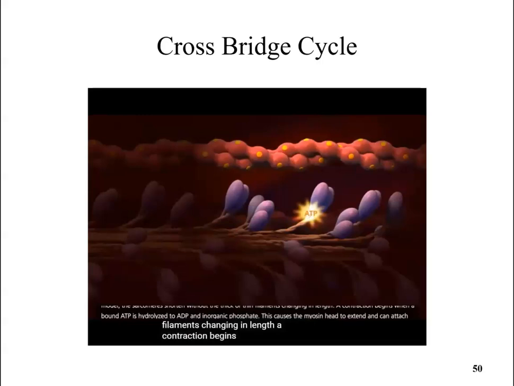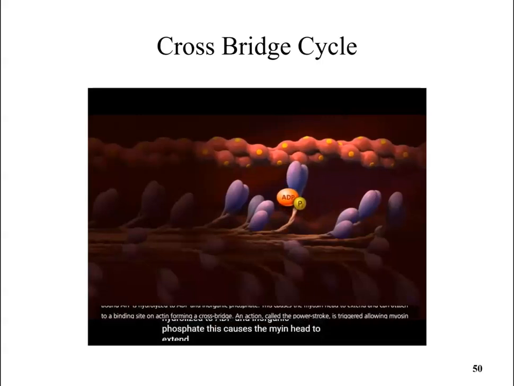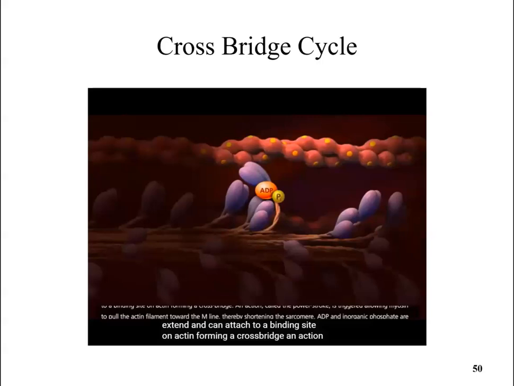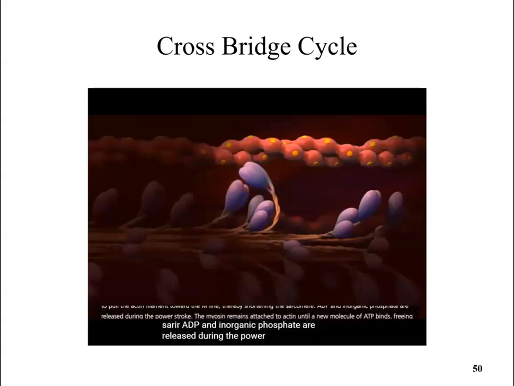A contraction begins when a bound ATP is hydrolyzed to ADP and inorganic phosphate. This causes the myosin head to extend and attach to a binding site on actin, forming a cross bridge. An action called the power stroke is triggered, allowing myosin to pull the actin filament toward the M line, thereby shortening the sarcomere. ADP and inorganic phosphate are released during the power stroke.